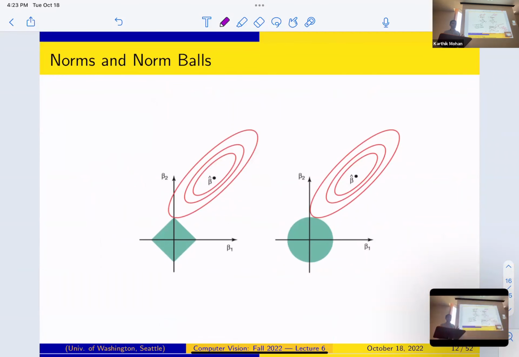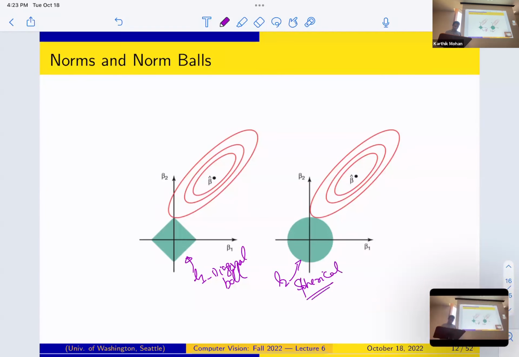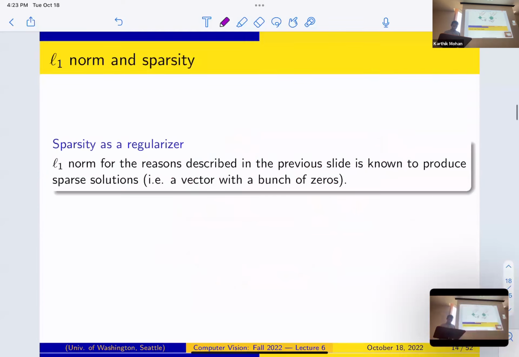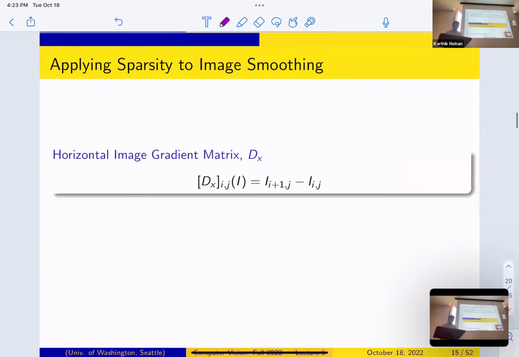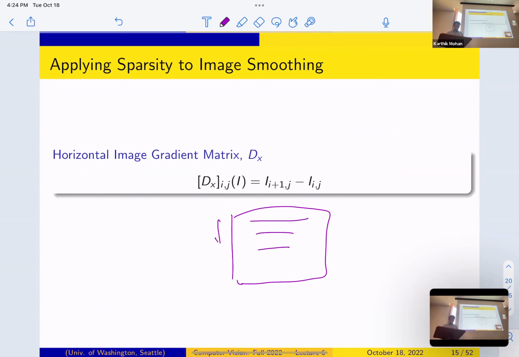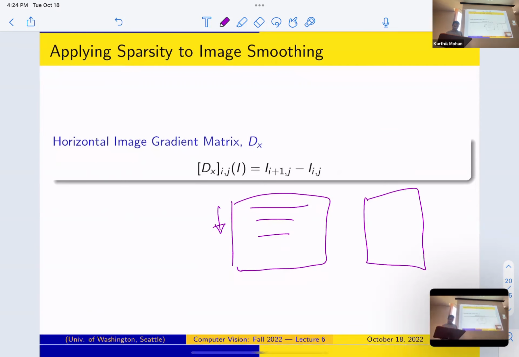Then we spoke about norms and norm balls. This L1 and L2 also have a geometry around them, right? We spoke about L1 having a diagonal shape, a diagonal ball, and L2 having a spherical one. We spoke about L1 as sparsity, and then we spoke about sparsity for image denoising. That brings us to TV. And then we also spoke about the gradient matrix, right? There is the horizontal gradient, you go this way, and then there is the vertical gradient.